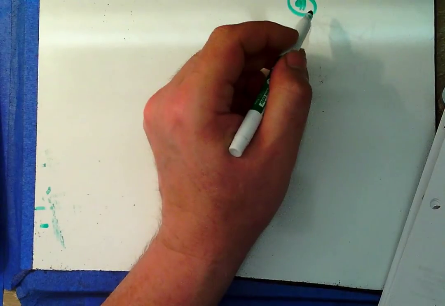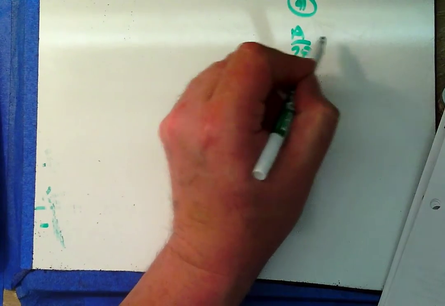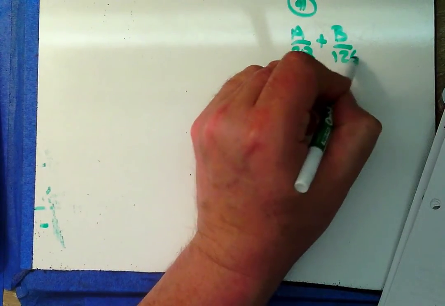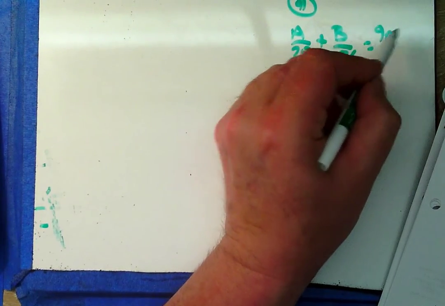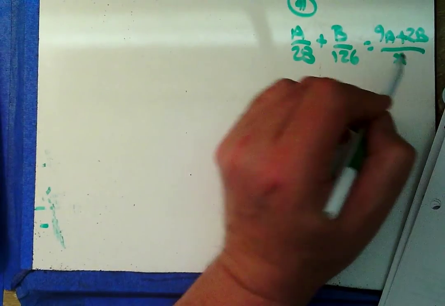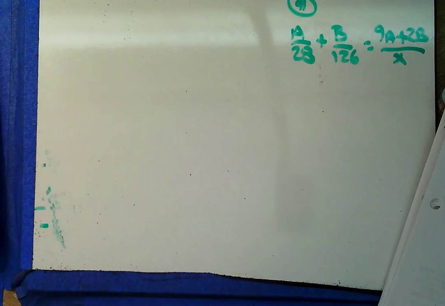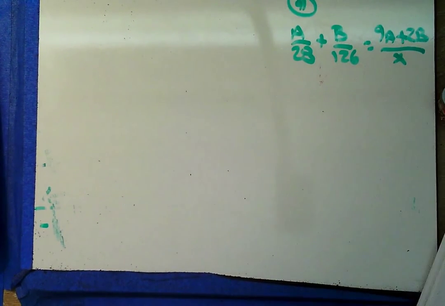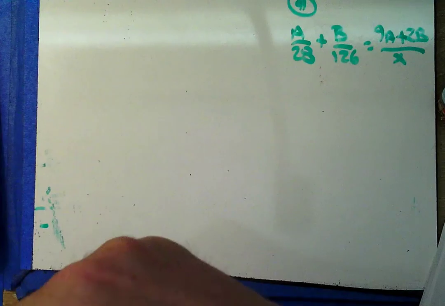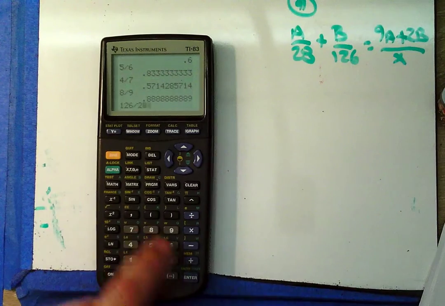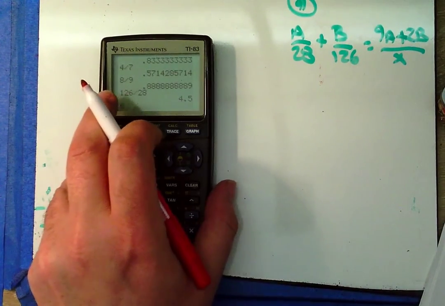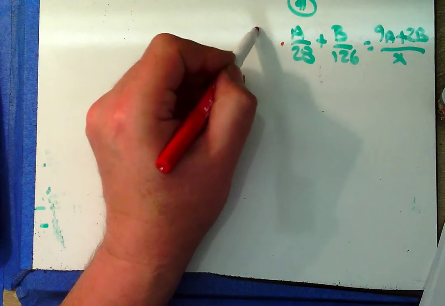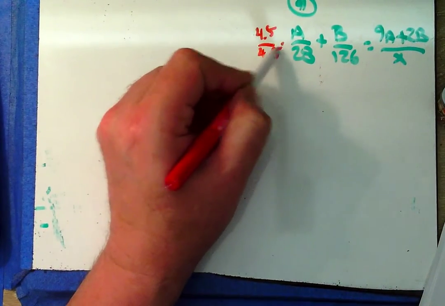41. 41 says a over 28 plus b over 126 equals 9a plus 2b over x. Okay, let's think about this. We're looking for x, and I think I just want to make a common denominator, and I believe that 126 is divisible by 28 4.5 times. So I'm going to multiply here by 4.5 over 4.5.